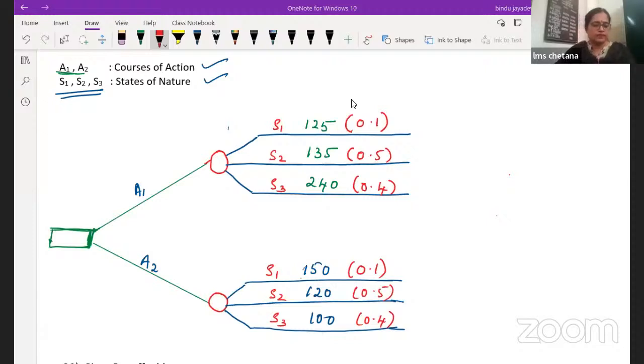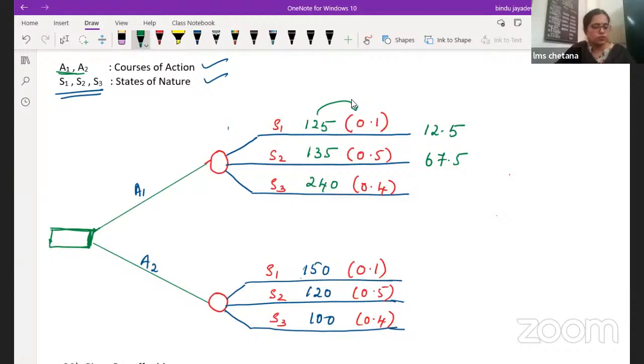Now see here. Take the calculator, all of you. 125 into 0.1. Multiply 125 with 0.1. That is 12.5. Right, here is the answer. Okay. Next, 135 into 0.5. 67.5.